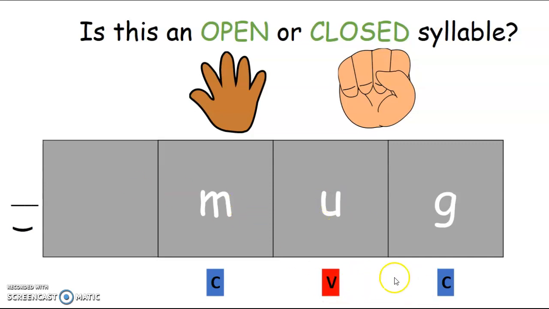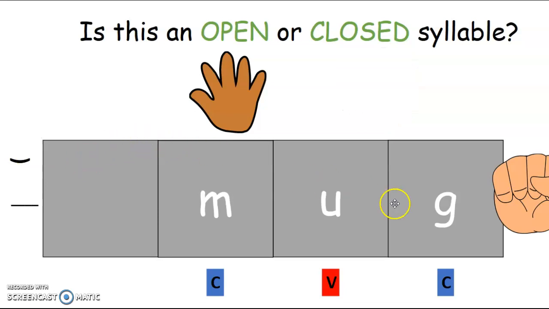And if we have a vowel followed by a consonant, does that make it an open syllable or a closed syllable? That's right, boys and girls. It makes it a closed syllable. So we're going to label it as such with our closed hand.